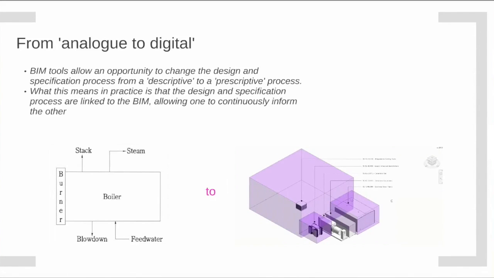So as I mentioned, we've seen real efficiencies in the design and specification process as we've moved from what we call a descriptive process, pre-BIM, to where we are now, which is a prescriptive process. So what I mean by that is that we're using BIM to really kind of continuously link the design and specification process. So one is continuously feeding the other.